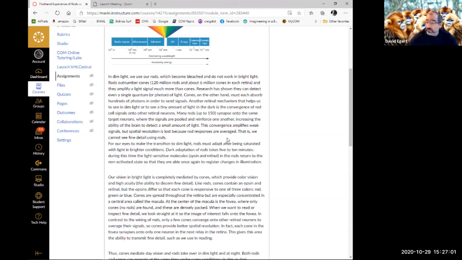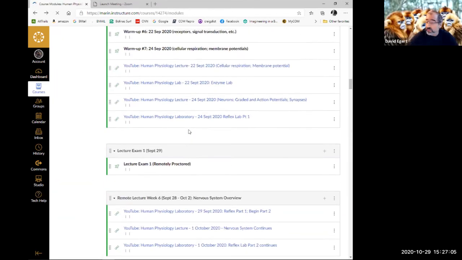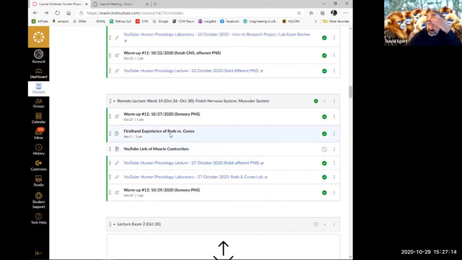Again, it's just a little homework thing within the module for this week, which is: finish nervous system and do muscular system. Sometime before the exam, you should do this. It's going to be part of your studying for the exam, right? Because it's also re-emphasizing the properties of rods versus cones.